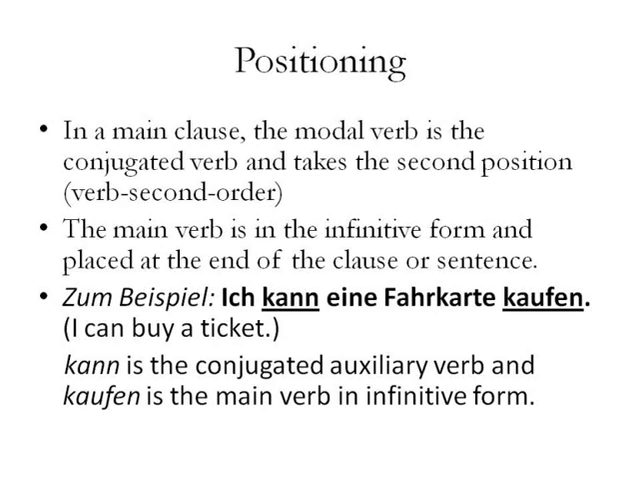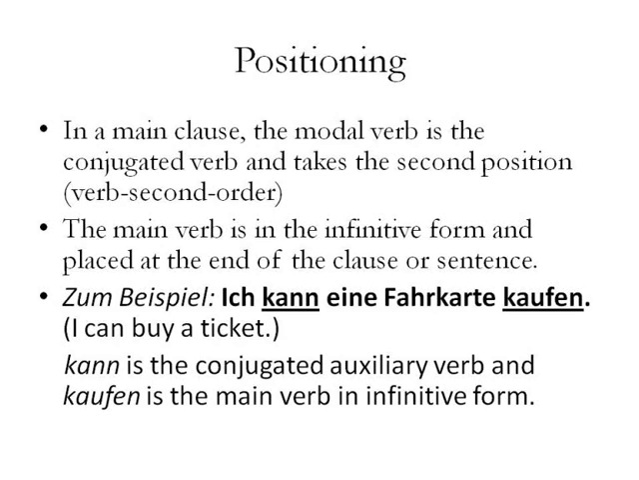Let's have a look at an example. Ich kann eine Fahrkarte kaufen. I can buy a ticket. Kann is the conjugated auxiliary or modal verb, and kaufen is the main verb, the action in this case, in the infinitive form. That infinitive will always be placed at the end of the sentence.